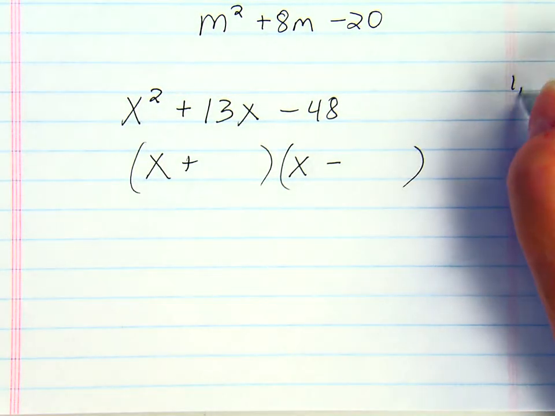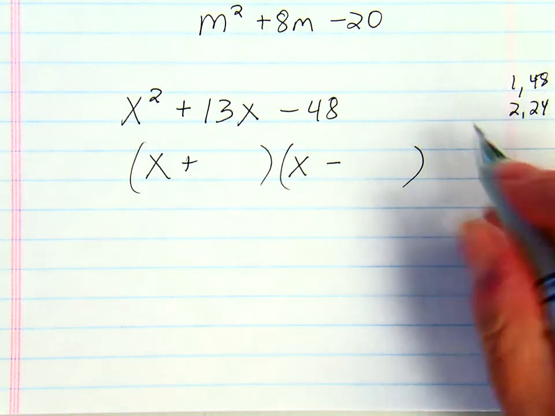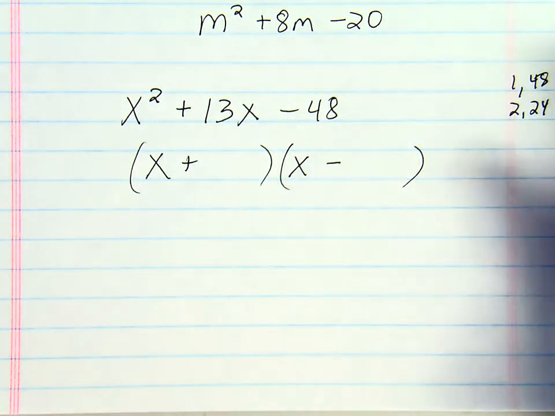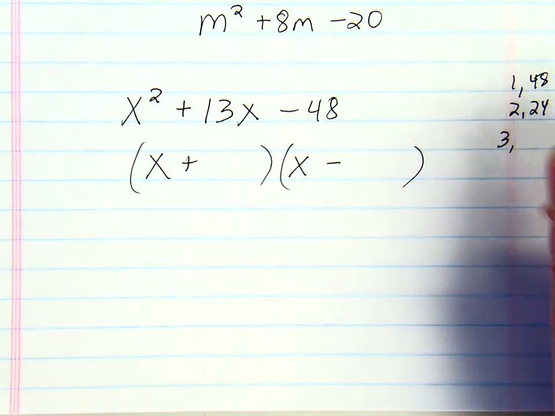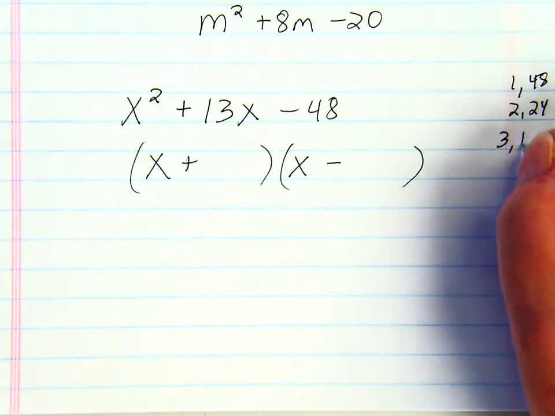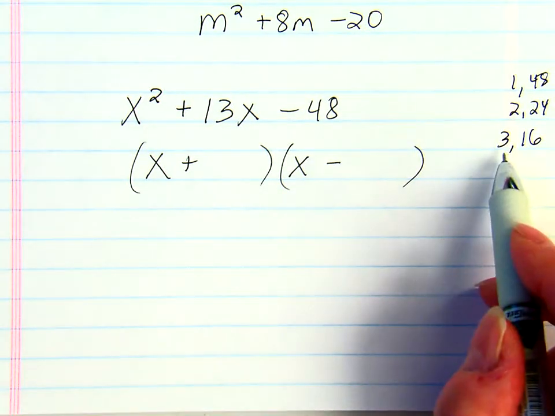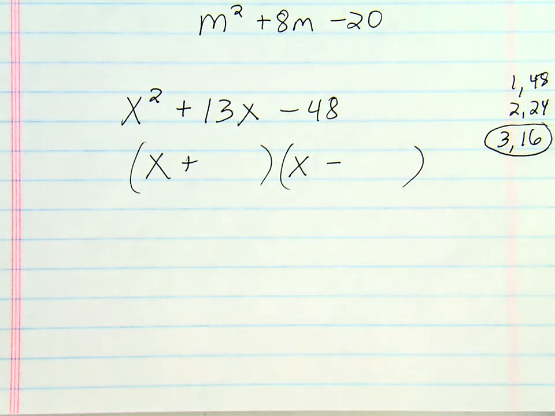So we start 1 and 48, 2 and 24. So far, I'm not seeing anything. This also is divisible by 3. And with 3, what do I have there? I've got 1, 18, 16. Ooh, 3 and 16. I can actually stop once I see it. Okay, so 3 and 16.